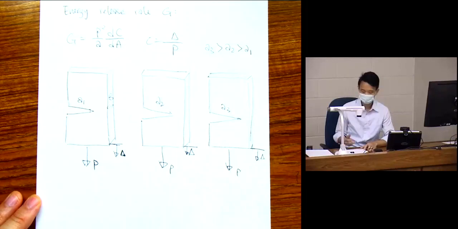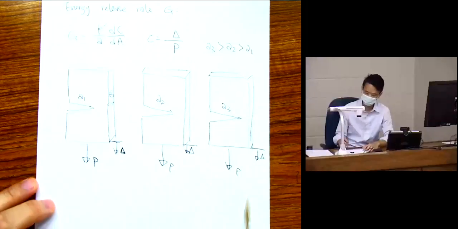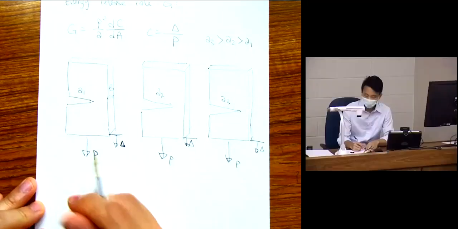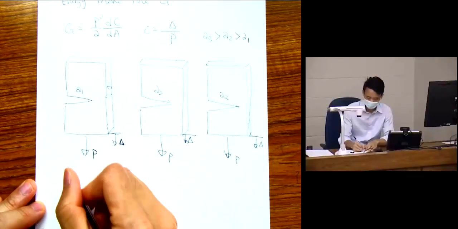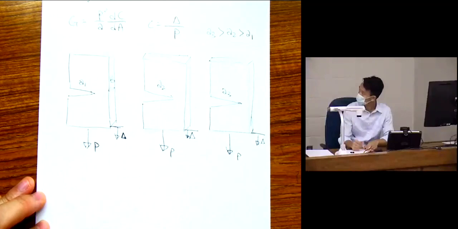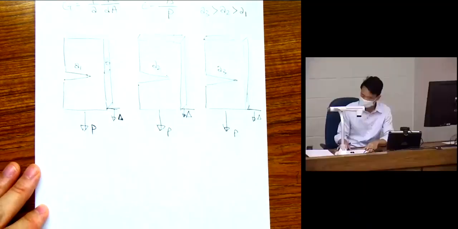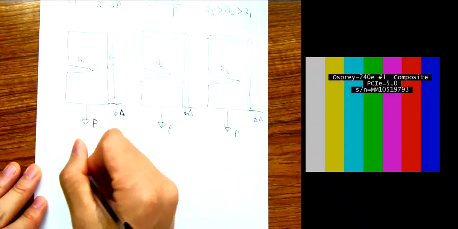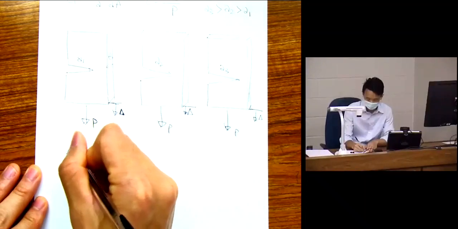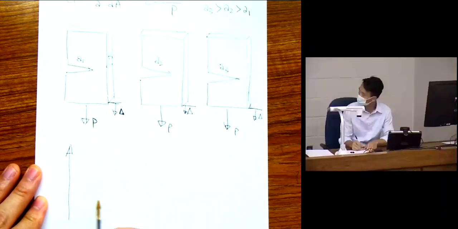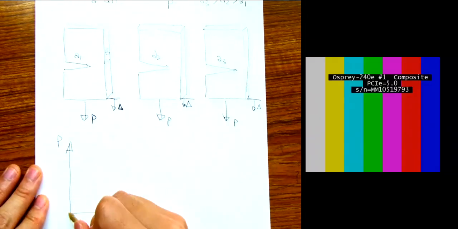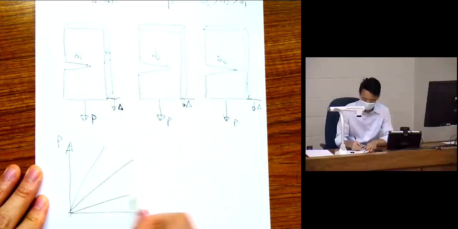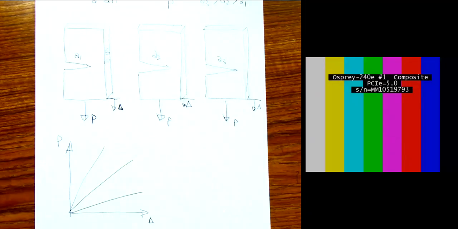So again, from what we discussed last time, we're going to see different force displacement curves from all these three, because they all have different stiffness because of the crack length difference. So what you need to do is plot the P delta curve for all these three cases. Okay, so they're going to be three different curves.